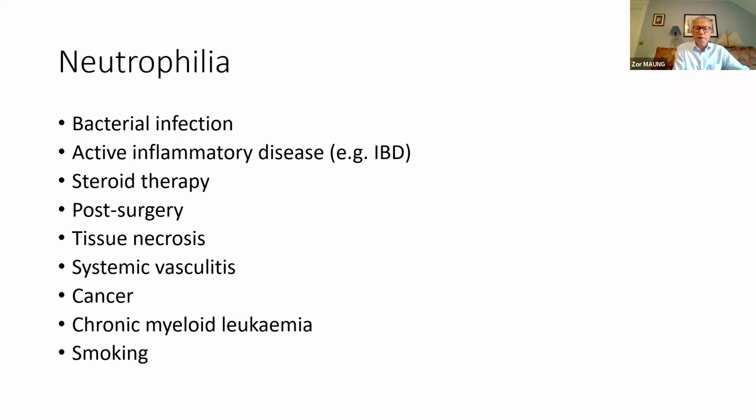The other thing is smoking. People who smoke, sometimes if you can't find the cause of neutrophilia, think of smoking. People who smoke tend to have a raised neutrophil count. And the other very high neutrophil count can be seen in conditions like chronic myeloid leukemia, but this is very, very rare.